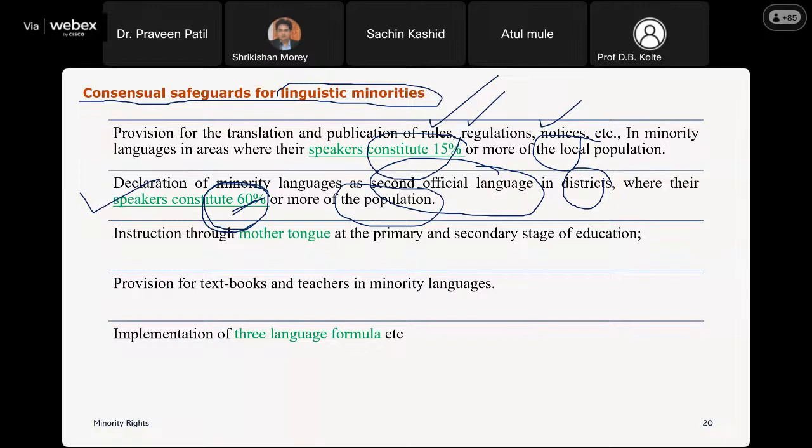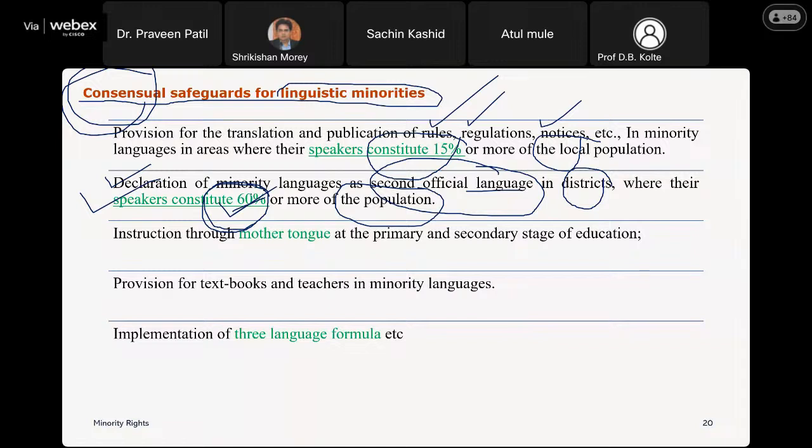In the state of Karnataka, in the district of Belgaum, it is the contention of Marathi people that they constitute more than 60% of the district, and therefore Marathi shall be declared as the second official language, because the state of Karnataka has consented at the national level that this facility would be made available to them.